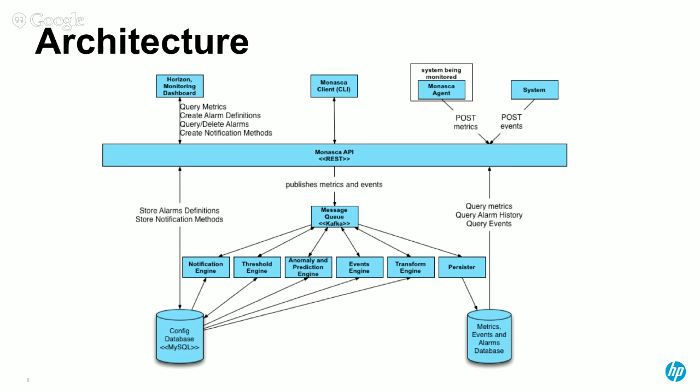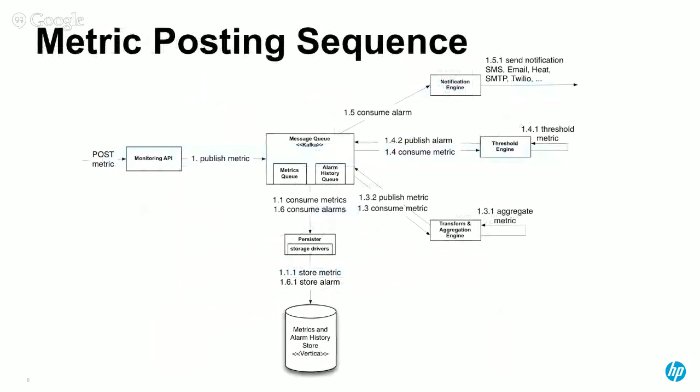All these components will make a little more sense whenever we get into it and start looking at the code. Here's the posting sequence that we talked about: how it comes in through the API, message queue, notification engine, threshold engine, persister, and then the data store.